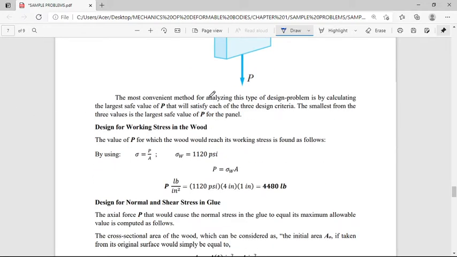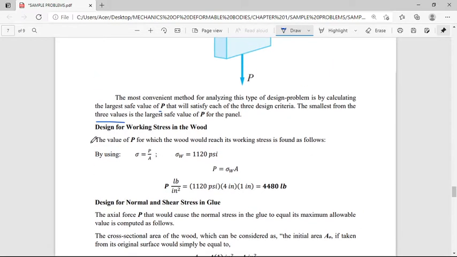So, the most convenient method for analyzing this type of design problem is by calculating the largest safe value of P or force P that will satisfy each of the three design criteria. We already discussed those design criteria. And the smallest of the three values, as I keep repeating, is the largest safe value of P for the panel. The greater value is not always the one chosen. When it comes to design, it's different. We look for the smaller one.